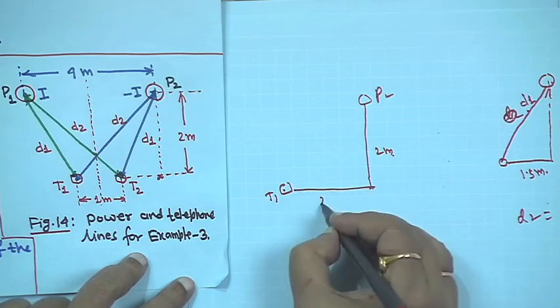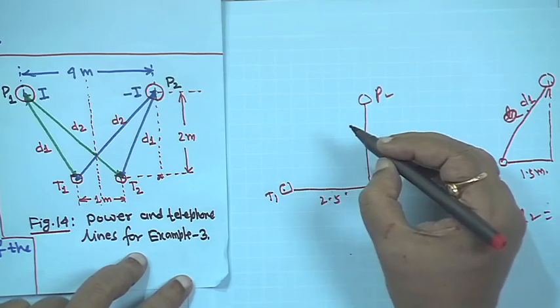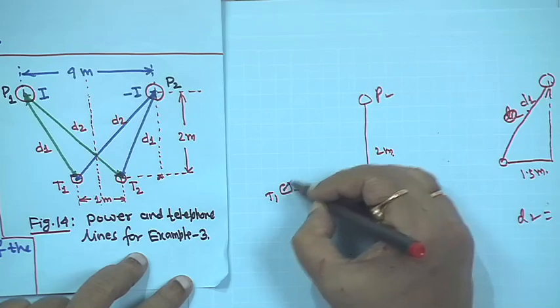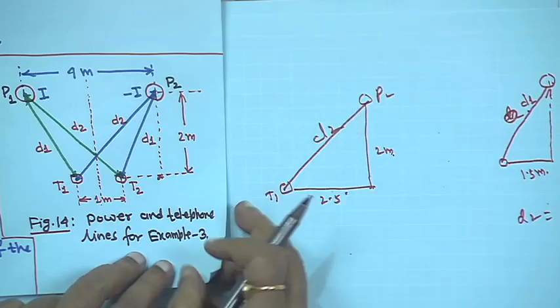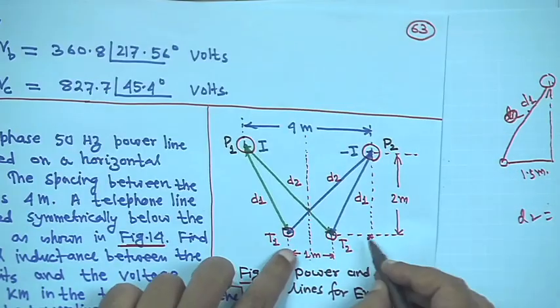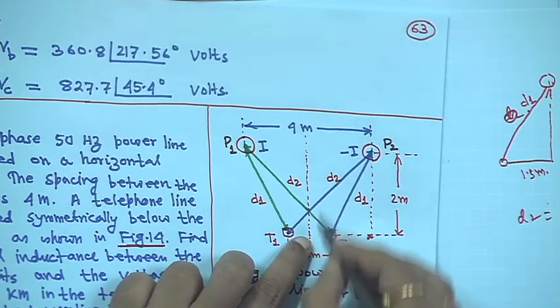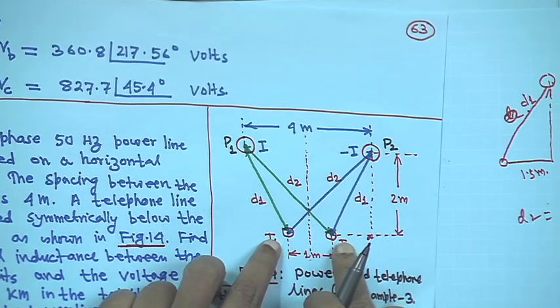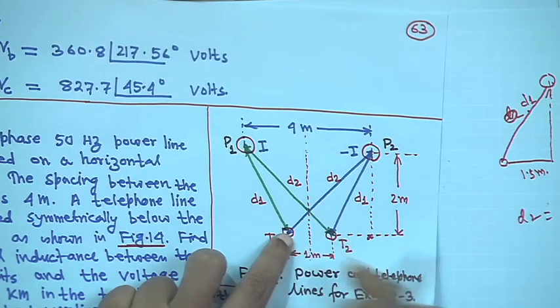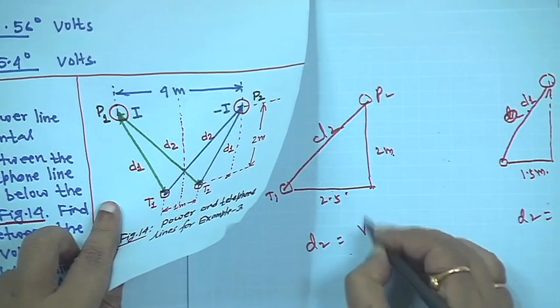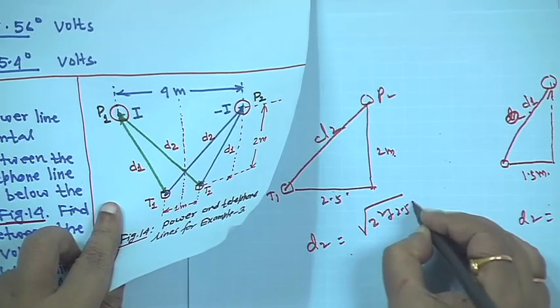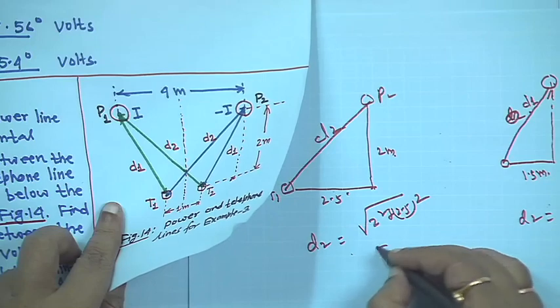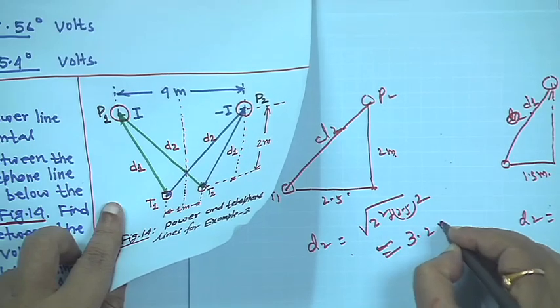So, this distance is 2.5 and this is 2, and this is your D2. Why is it 2.5 from here? From here to here it is 4. So, here to here it is 2, and between this telephone line it is 1. So, from here to 0.5, so 2.5. So, D2 is equal to square root of 2 square plus 2.5 square, that is approximately 3.2 meter, right. So, first you have to calculate these distances.